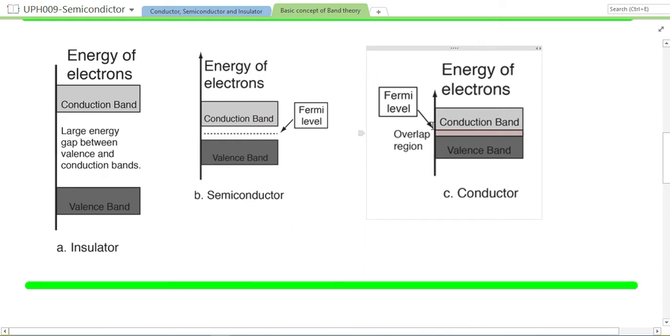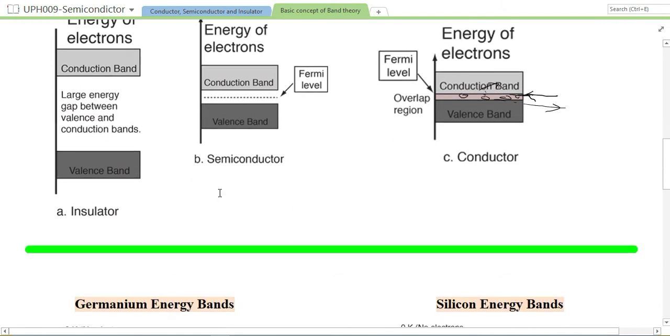So in case of a conductor, the Fermi level is right here. That's the top of this valence band, right? So already you can see that the conduction band is below this Fermi level, or the top of the valence band, and that's why some of the electrons are there. All those electrons which are here are also available for conducting electricity. So that's the energy band diagram of different types of material.